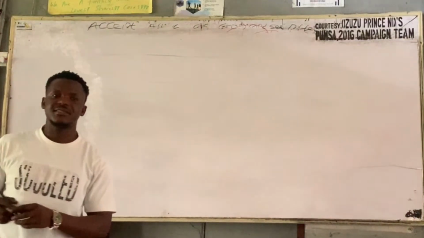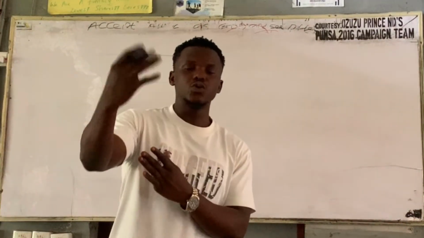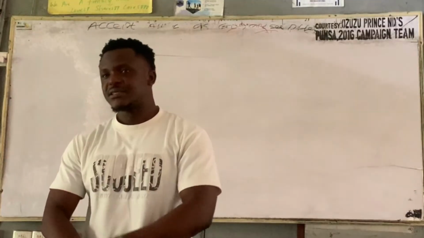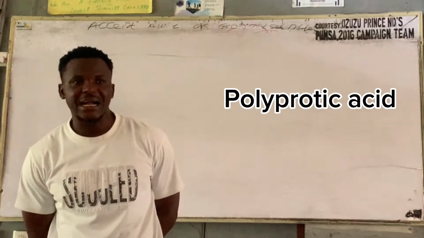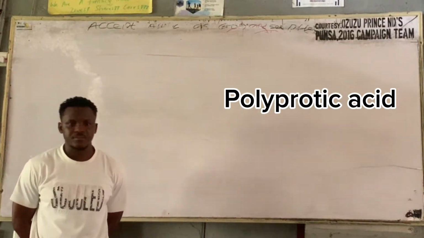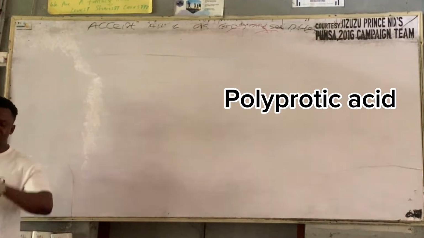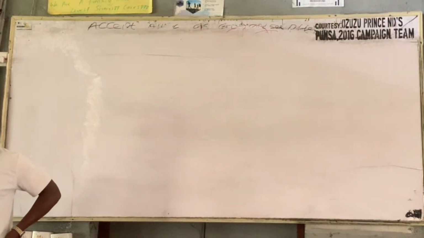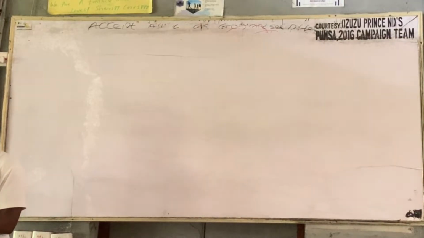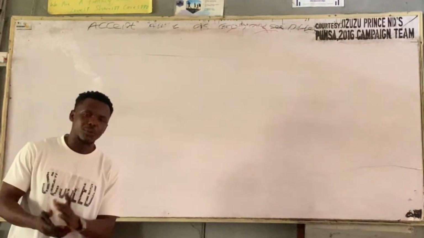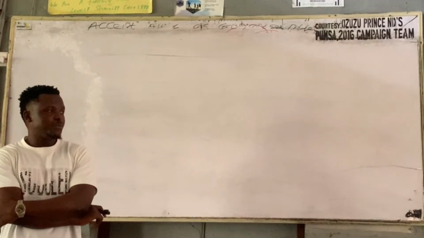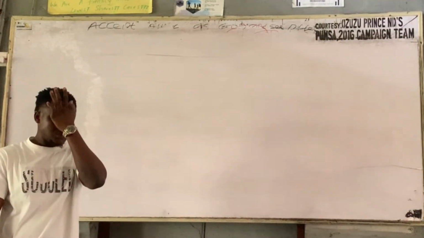Polyprotic acids are acids that can donate 2 or more protons, whereas polyprotic bases are bases that can accept 2 or more protons. Please take note of that.